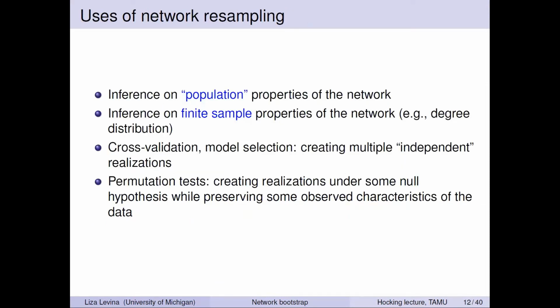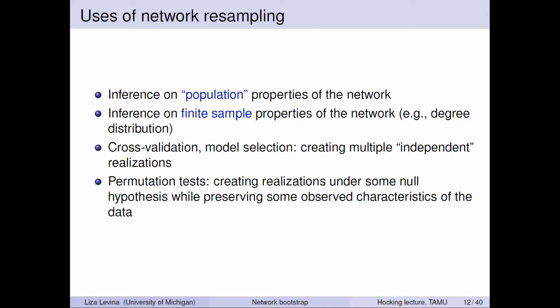Why do we want to do this? Well, for all the same reasons that people want to do bootstrap in general. If you believe in a population model from which this network came, you may want to do inference on some population quantities, population level properties. You may want to do inference on finite sample properties of the network, say get standard errors, confidence intervals, things like that, or things like degree distributions. You may also want to create multiple copies, multiple realizations from your data for other reasons, like for cross-validation.